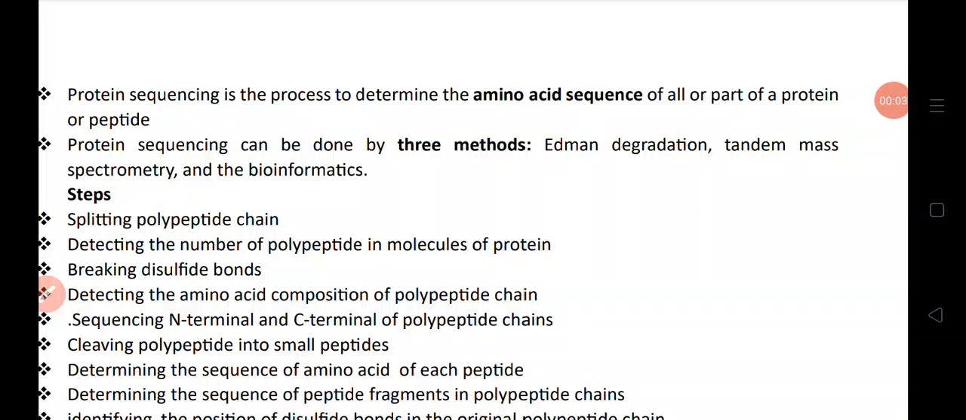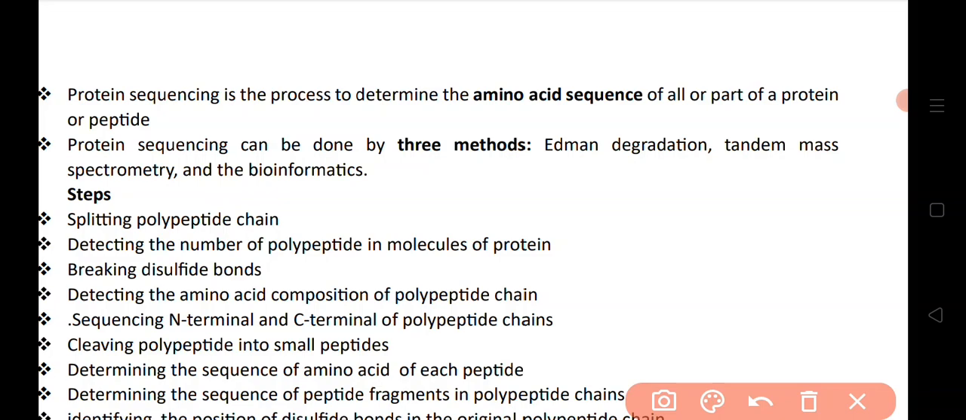Today's video is about protein sequencing. We will discuss what is the definition of protein sequencing, which methods are used in protein sequencing, how it is done, why it is done, and what are the challenges in protein sequencing, or why protein sequencing is not as common as DNA sequencing. So let's start the video.